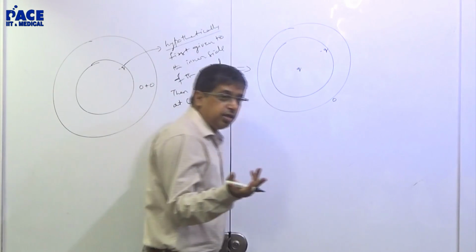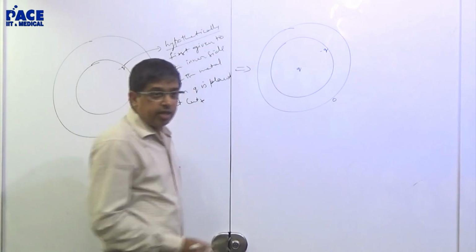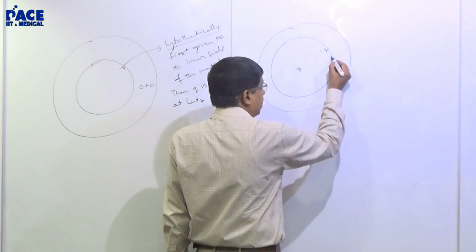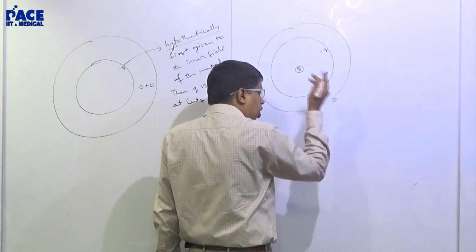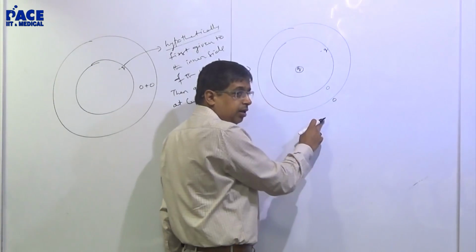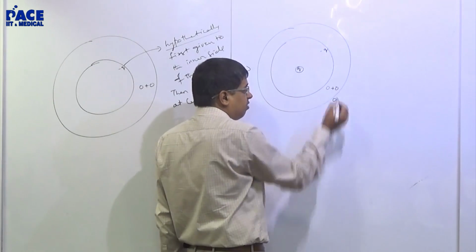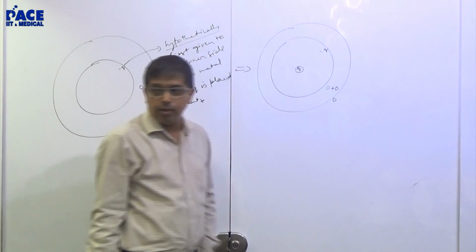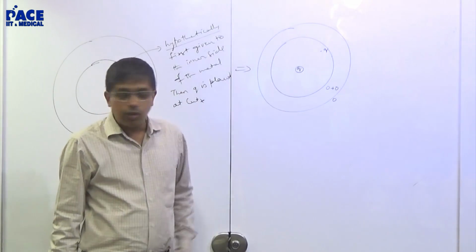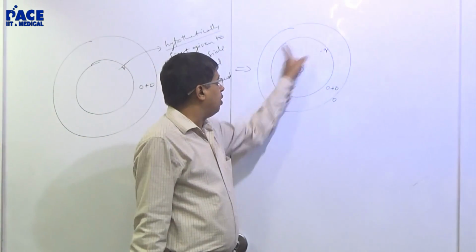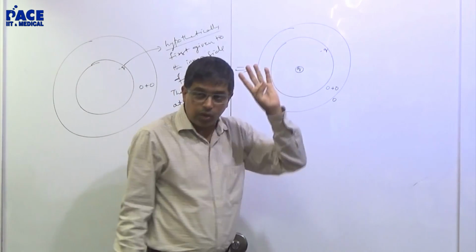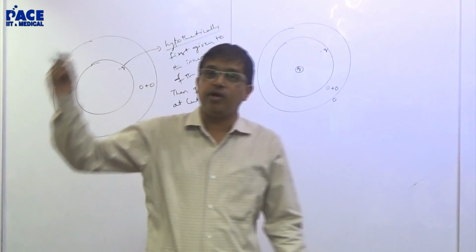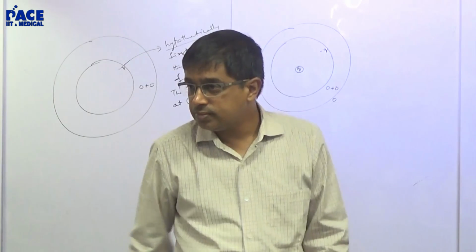Why? Induction doesn't take place. Why will induction not take place? You first gave minus q to the inner side, then you placed q. These both together are already giving me 0 inside the metal. Why will there be induction? There will be no induction taking place at all. Don't tell me minus 2q will be on the inner side and plus q on the outer side. The inner side will have only minus q. Whatever charge you have given will remain as it is.